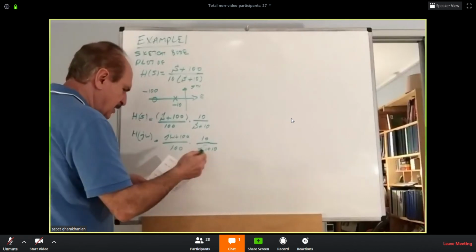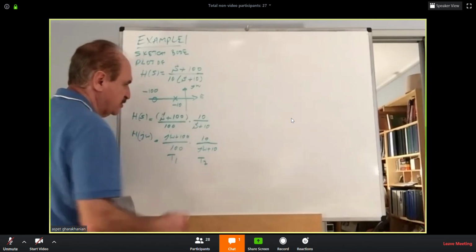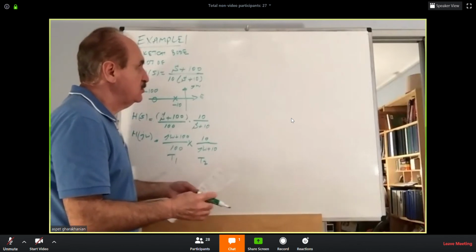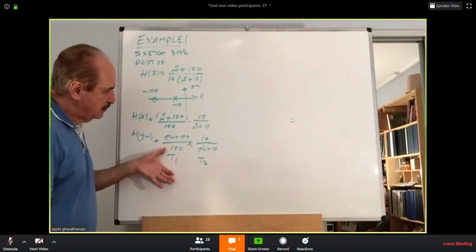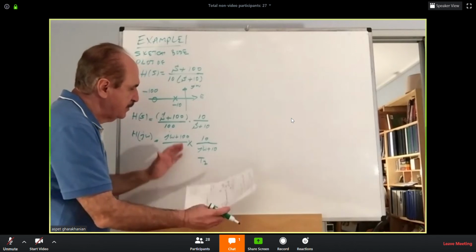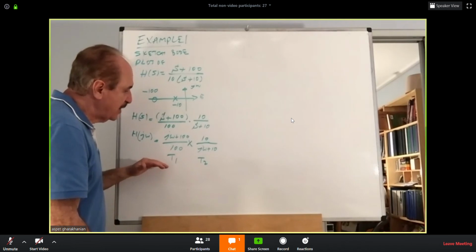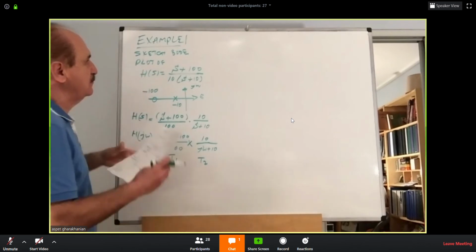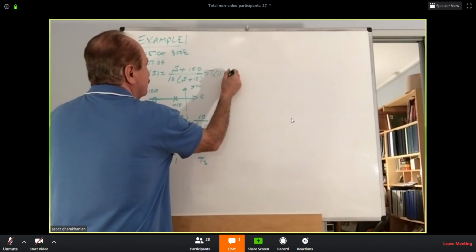I call that T1. I call this T2, transfer function number 2, and we are literally multiplying it. So how do we get to the overall? If I plot 20 log of T1 separately, and I plot 20 log of T2 separately, and I add 20 log of T1 to 20 log of T2, I will create 20 log of T1 times T2. So this is T1 times T2. T1 of S times T2 of S.